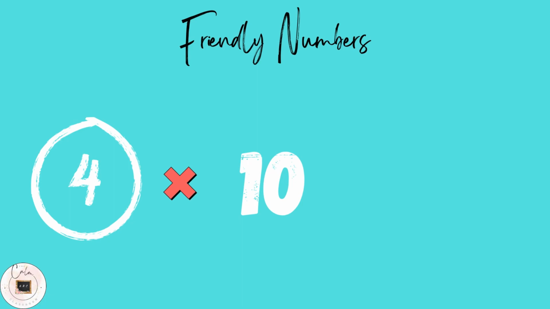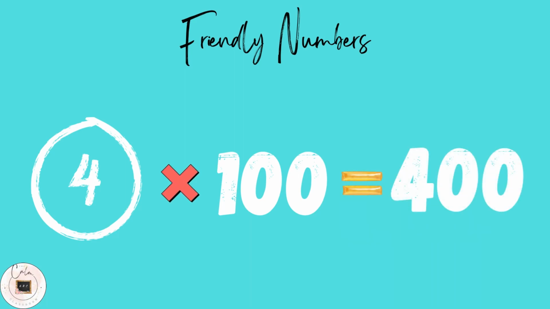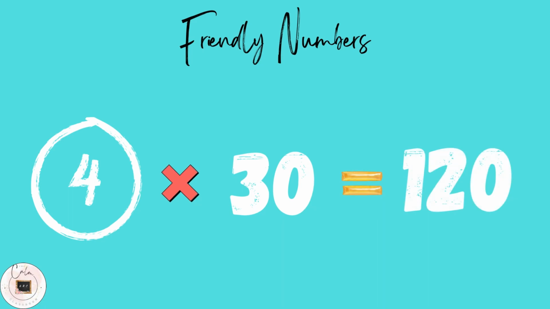Let's use 10. We can easily multiply 4 and 10 together in our heads to get 40. Another example of a friendly number to 4 is 100. We can easily multiply 4 by 100 and get 400. Any multiple of 10 or 100 is a friendly number. Let's try 20. I can multiply 4 times 20 in my head and get 80. Or 30. I know that 4 times 3 is 12, so 4 times 30 must be 120.